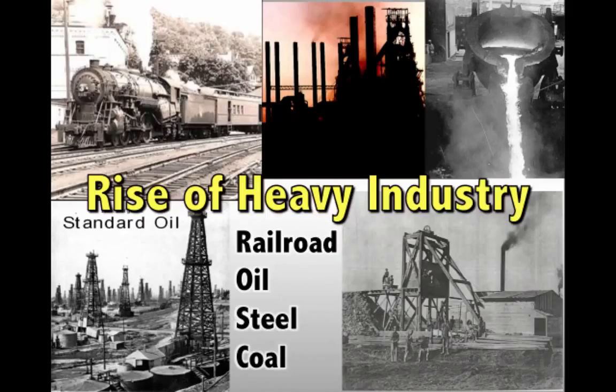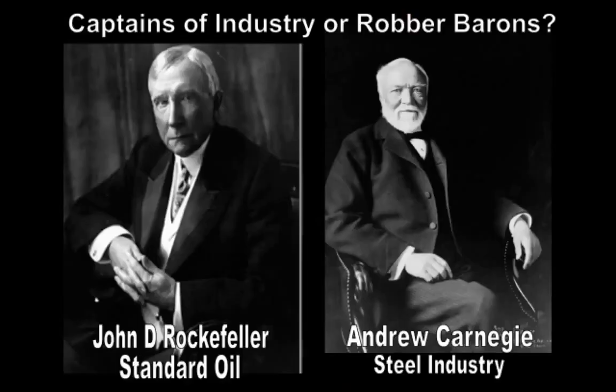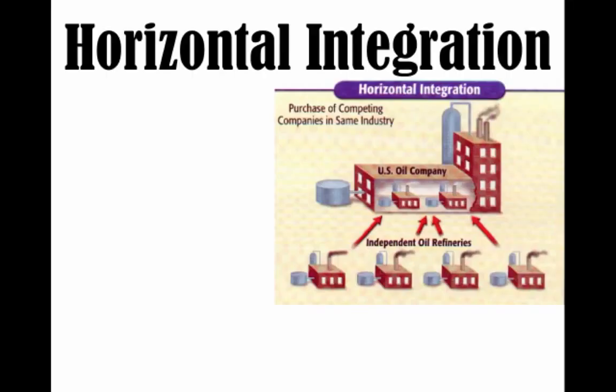Now, during this time, you also have the rise of other industries, the heavy industries. Railroad is just one, but you have oil, steel, and coal as well. And kind of the two figures that you should definitely know about is John D. Rockefeller, the head of Standard Oil, and Andrew Carnegie, the guy in the steel industry. And it's important while you're reading to understand whether or not these people should be viewed as captains of industry or robber barons. Key concepts for this time period, business practices done, was something called horizontal integration.